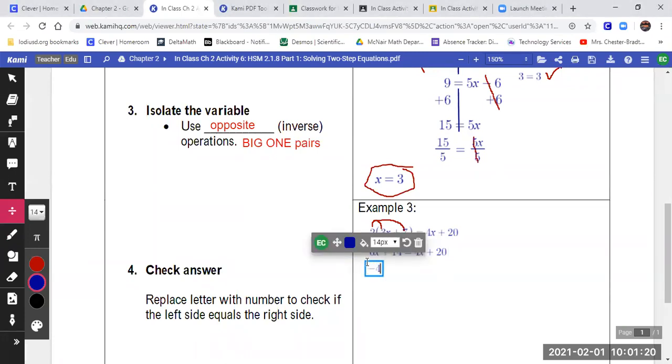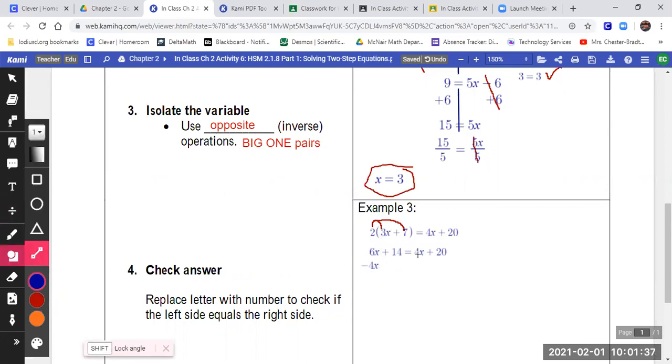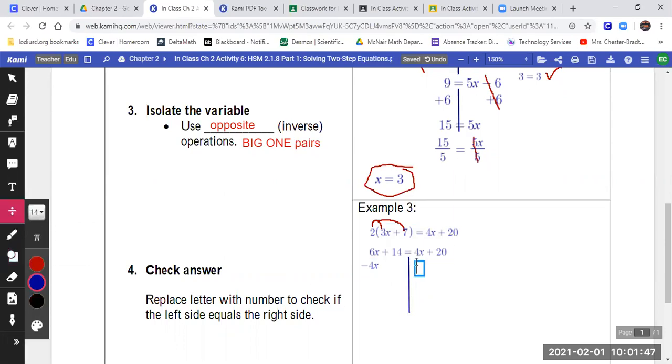Now, remember, since it's a 4x, we have to make sure we're subtracting it from the 6x, not the 14. Since it's an x, it has to be subtracted from its x buddy. Got to keep the types together. And we're going to subtract the 4x from the other side of the equal sign, from the 4x. Why did we subtract a 4x? The goal of that was to create what? Our big zero. Yeah. Nice.